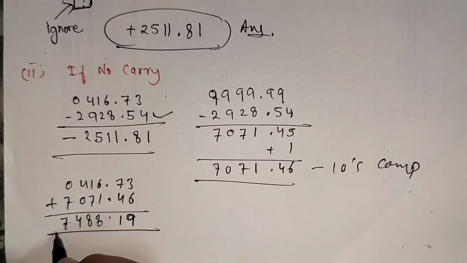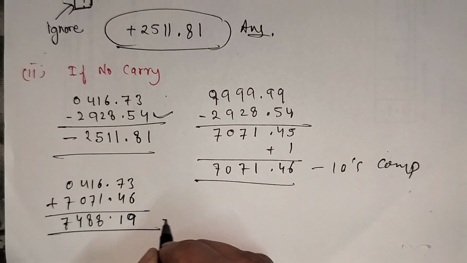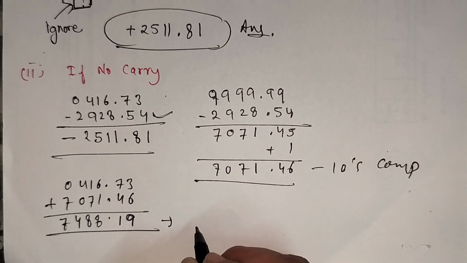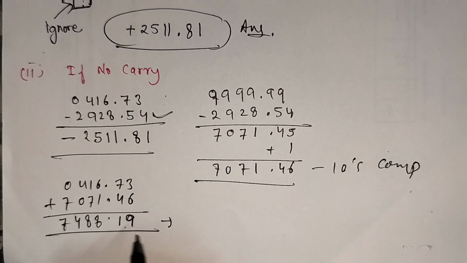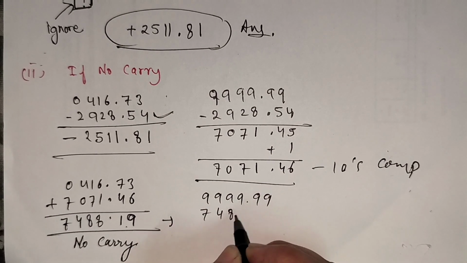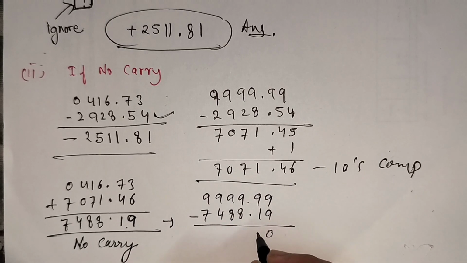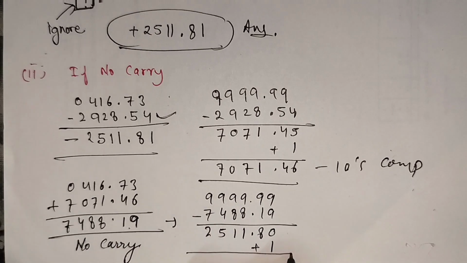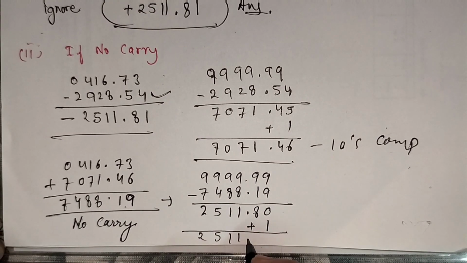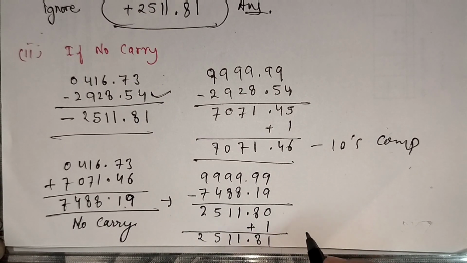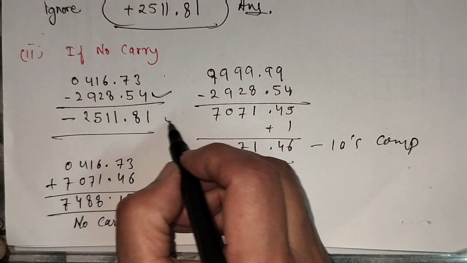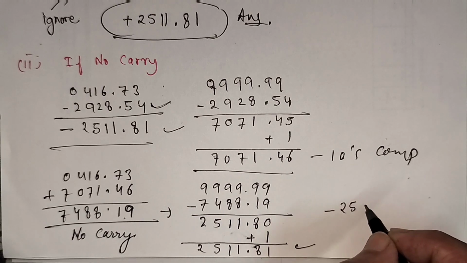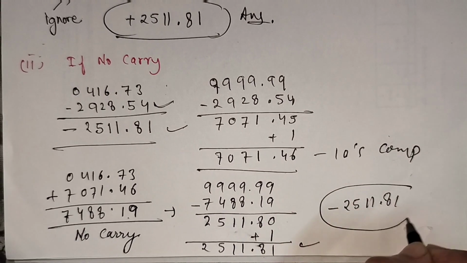We can see here there is no carry in this case. So if there is no carry, this result is in tens complement. So to get the result, we will find the tens complement of this number. We can see this result is equals to this result. So the answer is negative 2511.81. This is the answer.